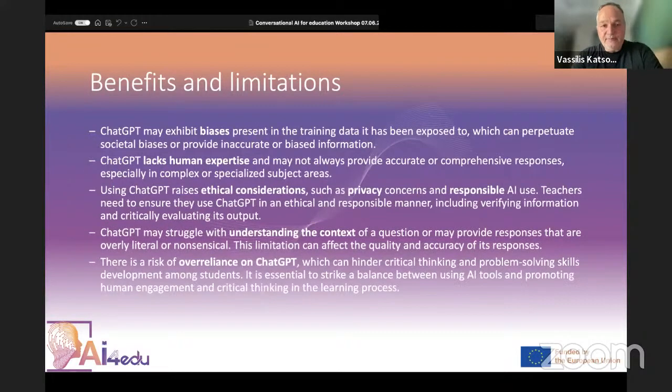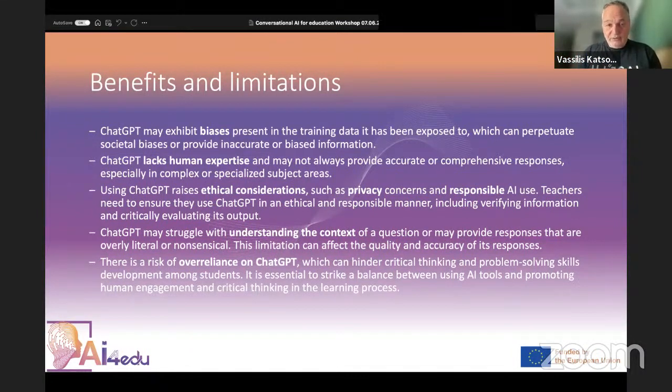On the negative side, ChatGPT may exhibit biases, all the time, that are present in the training data. So there is work on how you can reduce or minimize the biases, but they're still there. Sometimes it may not provide comprehensive, accurate responses. So it lacks human expertise. And when we say human expertise, we mean the experts of a domain, not the general human.